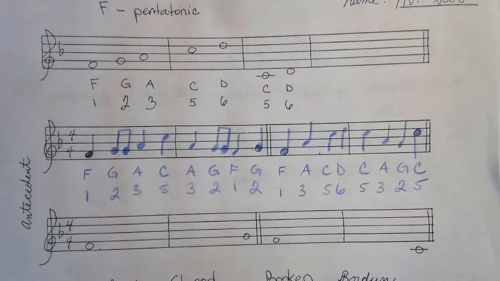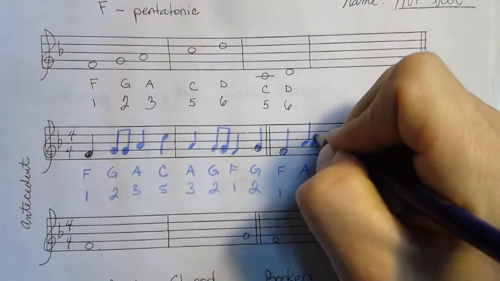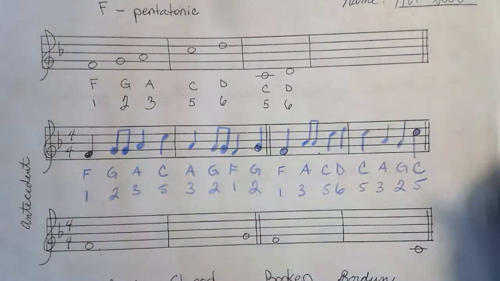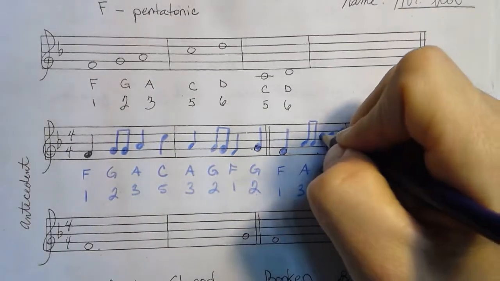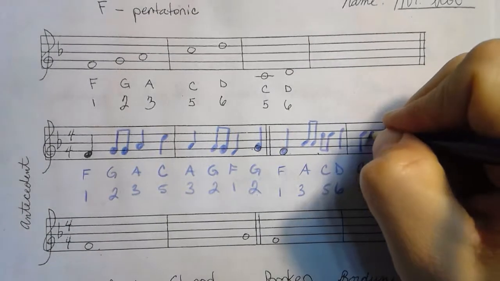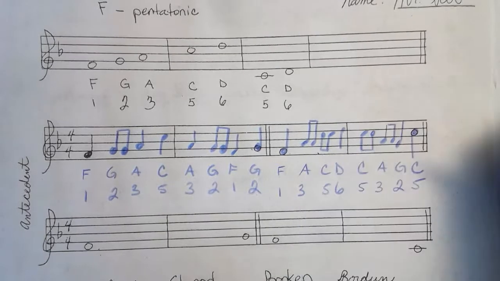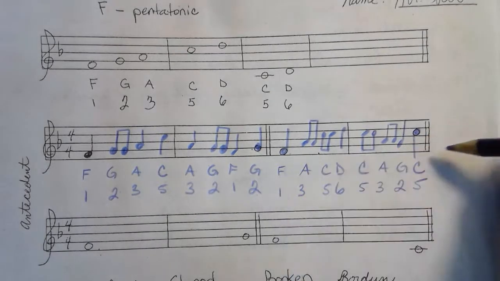I want to change some of my rhythms to some eighth notes. 1 quarter equals 2 eighths. I'll change A to 2 eighth notes, and I will change C to 2 eighth notes. I'll change this C to 2 eighth notes, and this A to 2 eighth notes. And now I have my second melody.